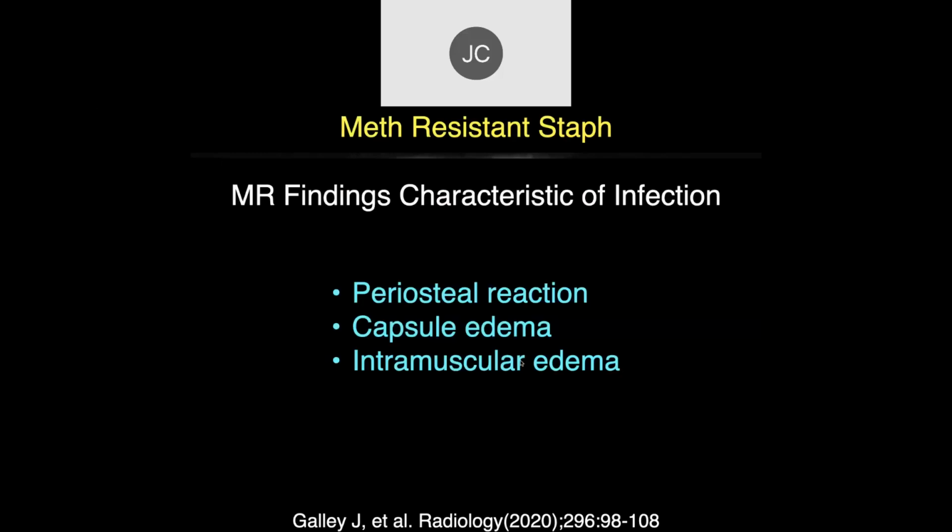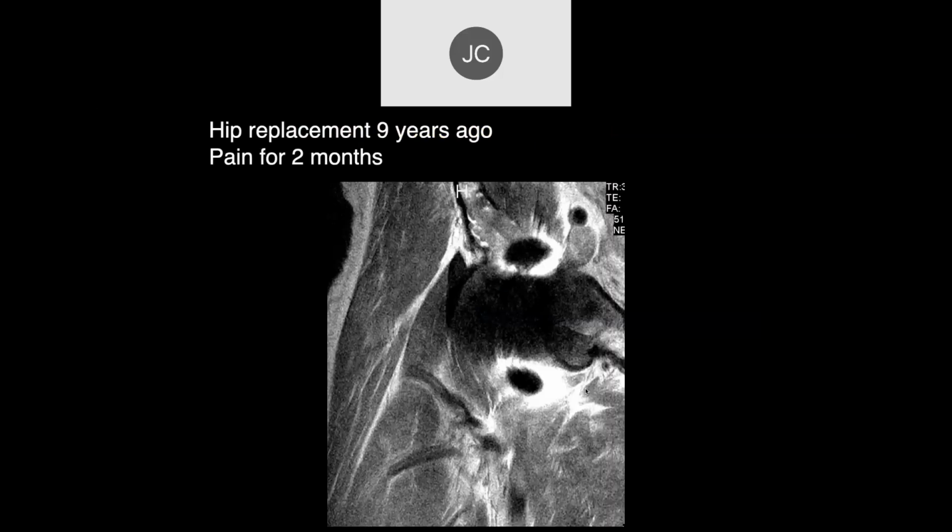Now, one of the findings that correlate well with infection: if you see periosteal reaction, capsular edema, and surrounding intramuscular edema, those all tend to correlate with infection.